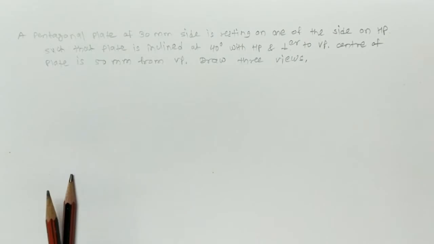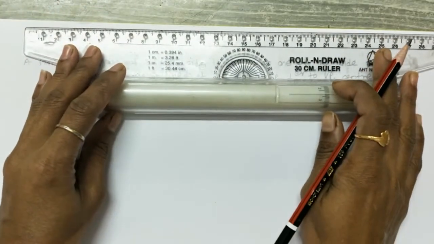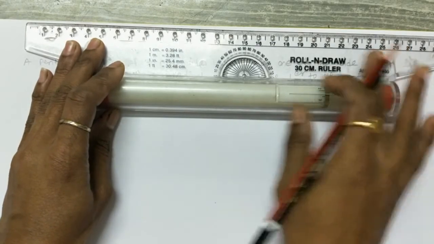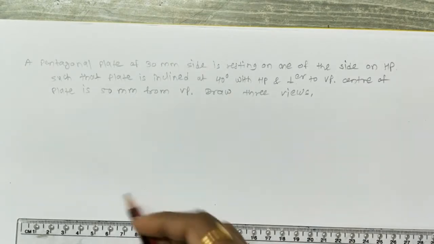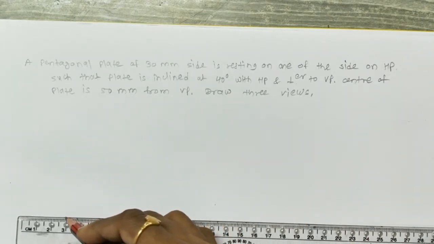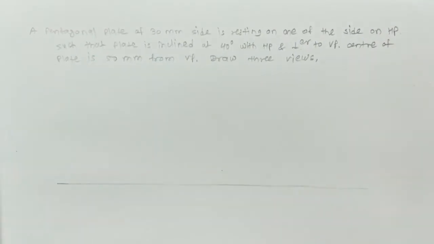So first of all, we will draw a horizontal line. For this, take reference of the page and now draw a horizontal line, like this. Now, the pentagonal plate of side 30 mm.